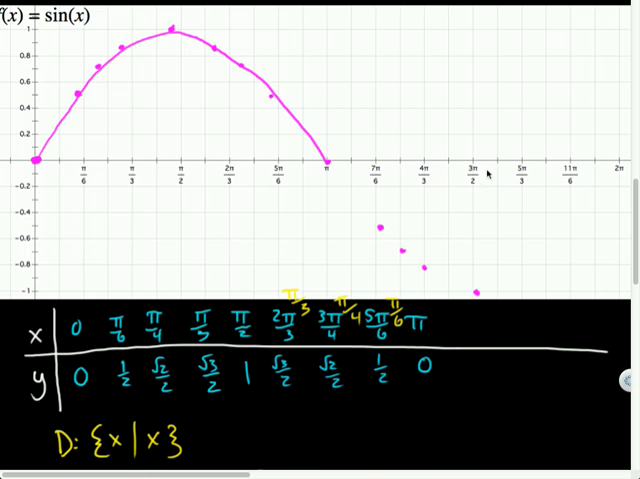Where's 3 pi over 2 in terms of degrees? Good question. Where's pi in terms of degrees? Pi is 180, right? So what was pi over 2? Pi over 2 is half of 180, so that's 90. So 3 pi over 2 would be 270. And at 270 degrees on the unit circle, what is sine equal to?